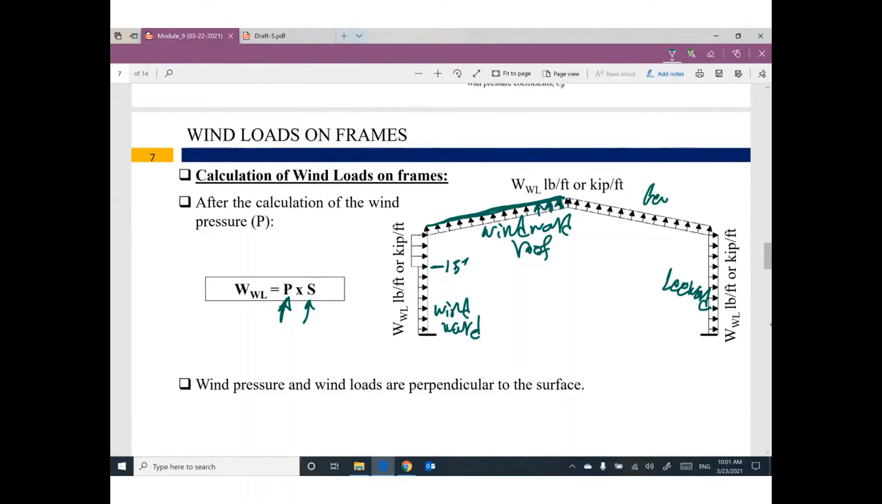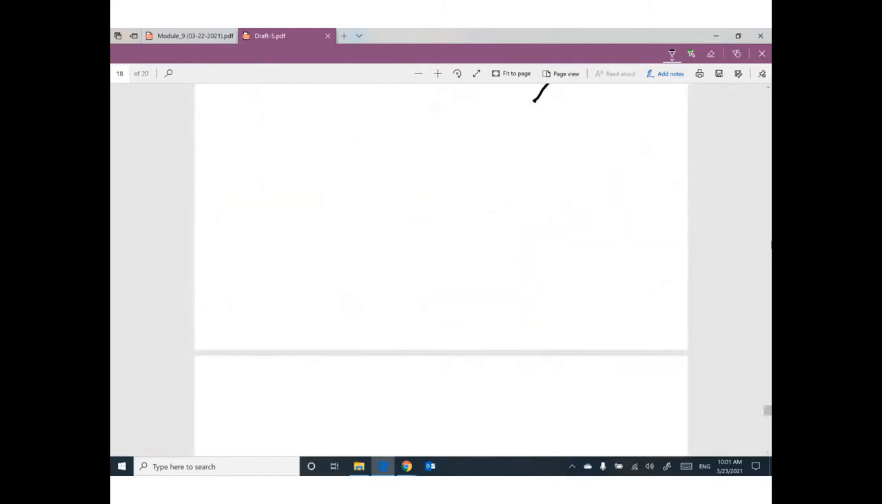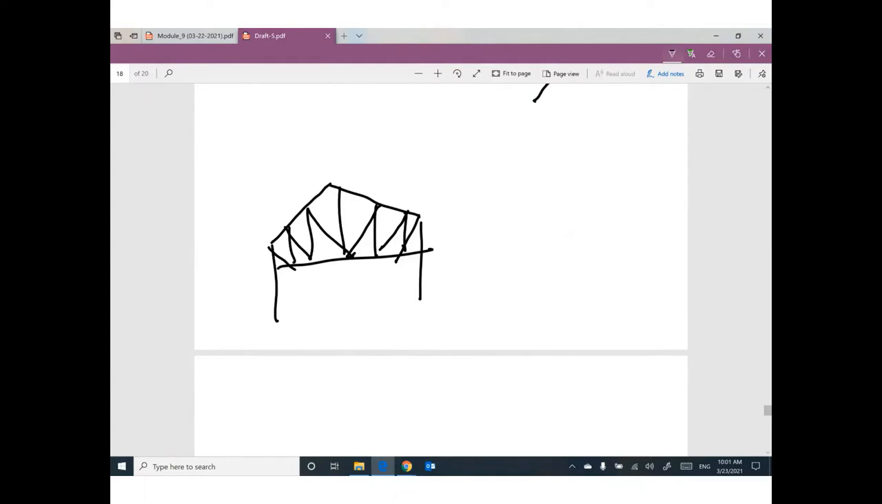For the leeward roof will be distributed load perpendicular to the inclined member. Remember, the pressure and wind load are perpendicular to the surface. Just to remind you, for truss that we covered before, your pressure times S times A, you can convert it to concentrated load at each node or at each joint of the truss.